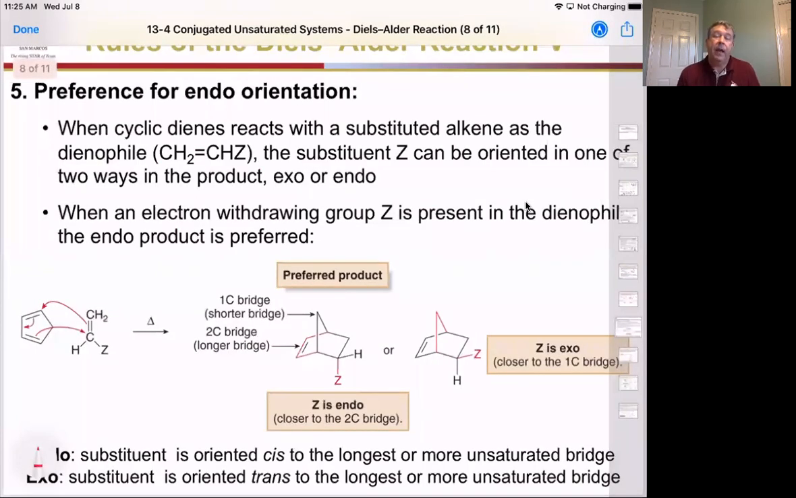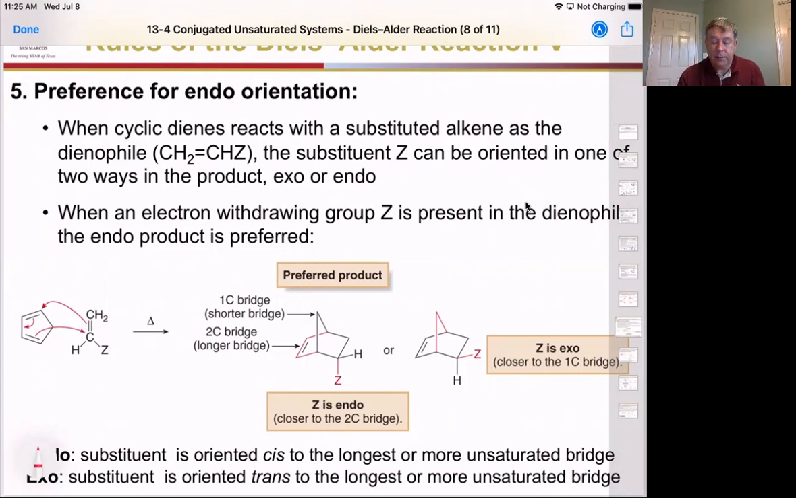Okay, so now we have what we call a preference for endo versus exo orientation. Endo orientation means that our electron withdrawing group is going to be closest to where our diene came in to attack it. In cyclic dienes, that happens because the dienophile has to come into the top or the bottom of the configuration, and the electron withdrawing group is going to try to be closer to the electrons of the pi cloud of the diene.